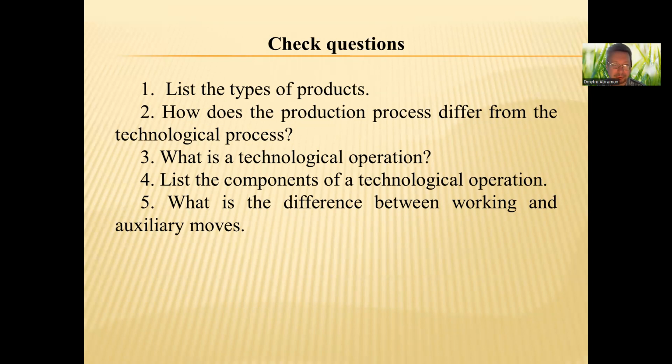List the types of products. How does the production process differ from the technological process? What is the technological operation? List the components of a technological operation. What is the difference between working and auxiliary moves? So you need to know the answers to all these questions.